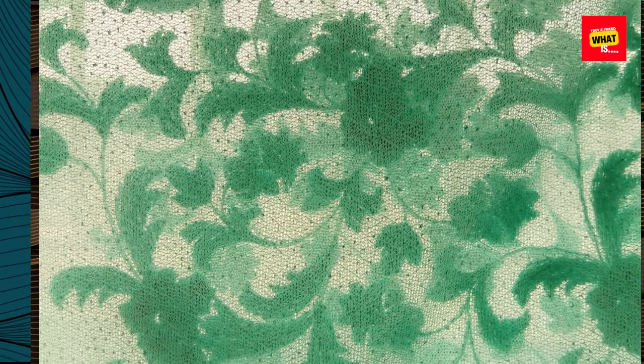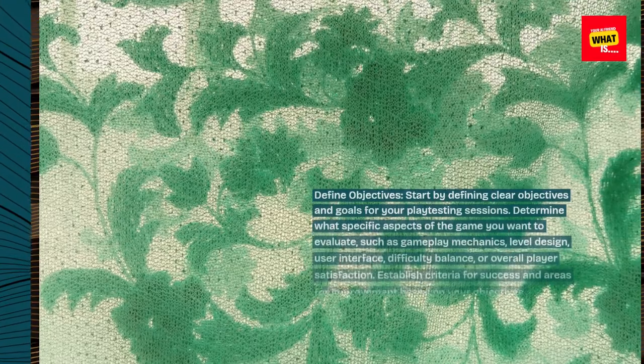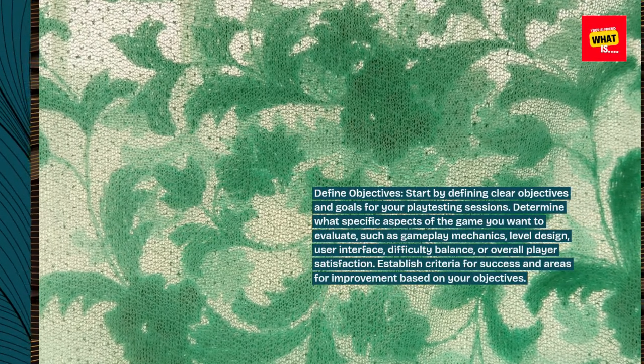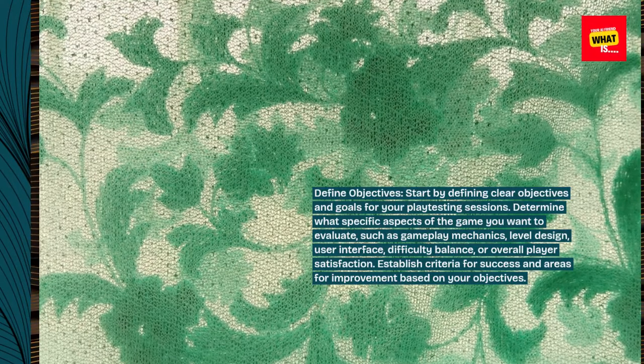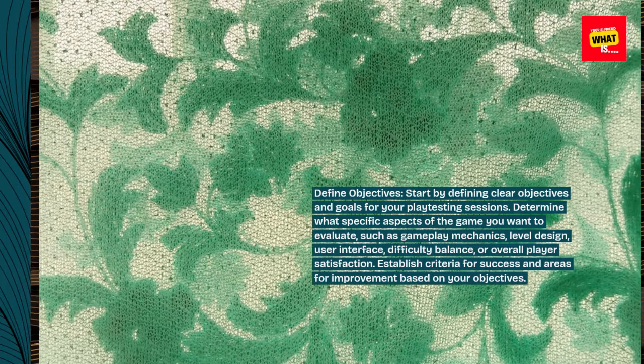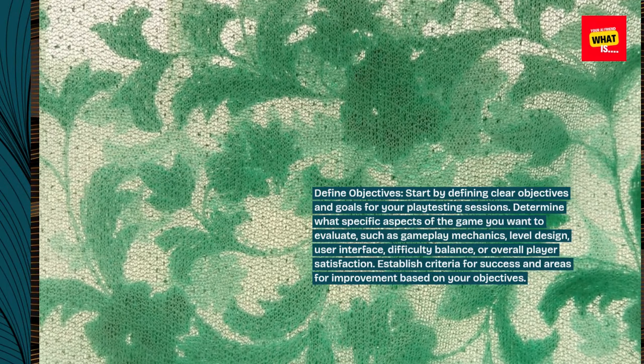Define objectives. Start by defining clear objectives and goals for your playtesting sessions. Determine what specific aspects of the game you want to evaluate, such as gameplay mechanics, level design, user interface, difficulty balance, or overall player satisfaction. Establish criteria for success and areas for improvement based on your objectives.